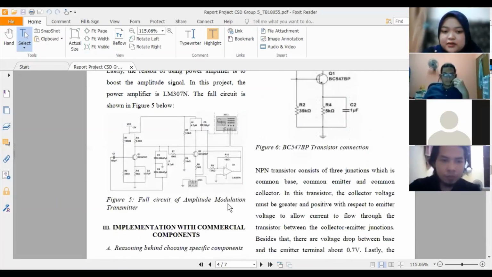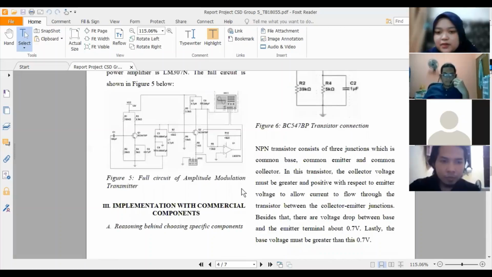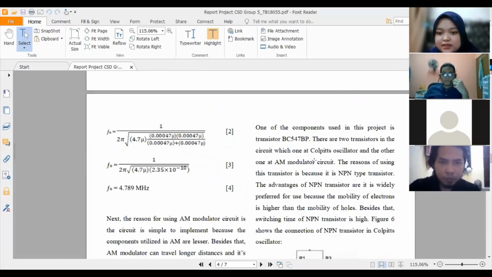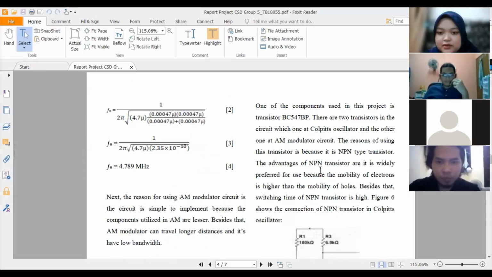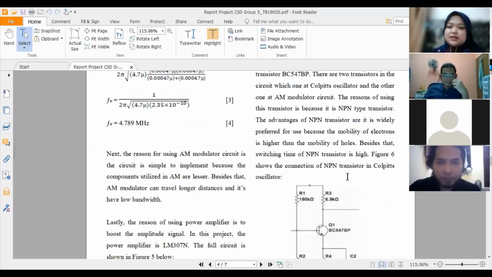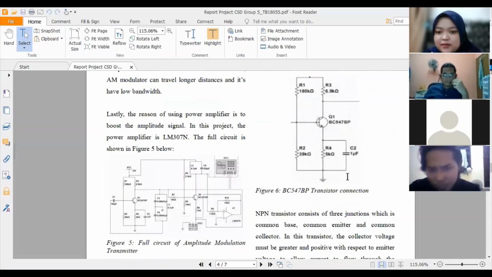So for the components, we have 2 specific components, which is the transistor BC547 BP. There are 2 transistors here. One is in the Colpitts oscillator and the other one in the AM modulator circuit. The reason for using this transistor is that it is an NPN type transistor.